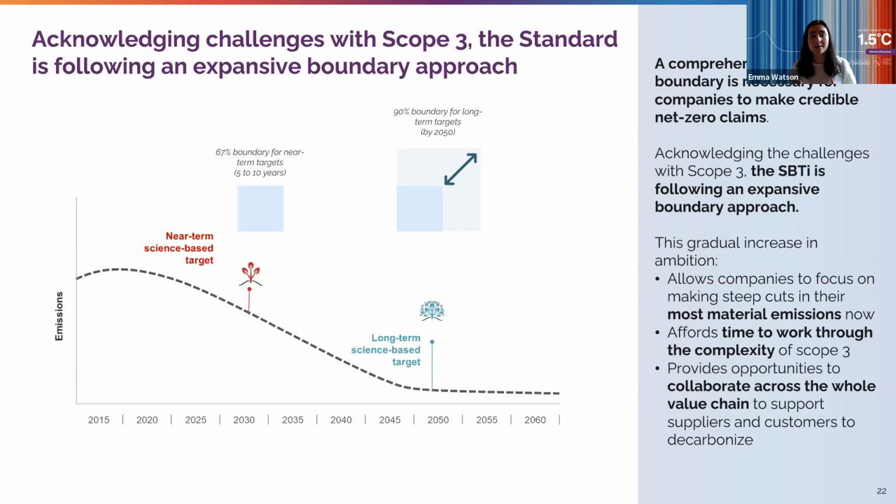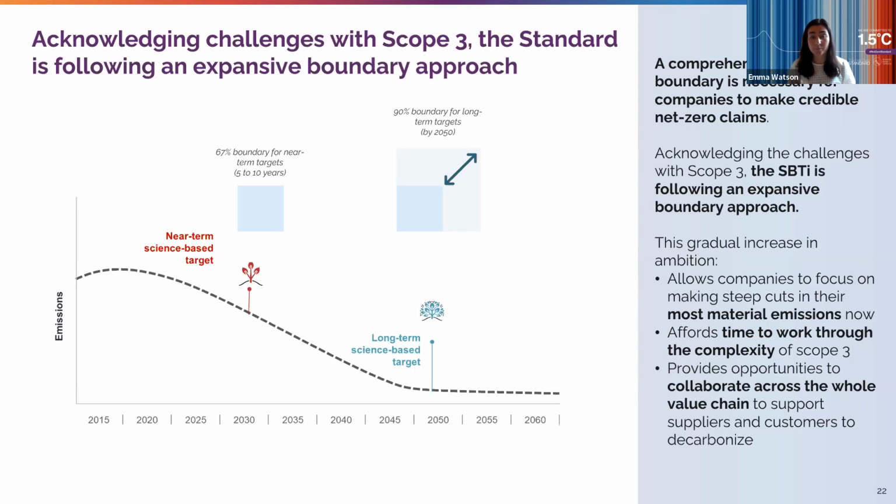However, we do recognize that there are huge amounts of challenges around scope 3, so data collation, changing supply chains. There's lots of different difficulties that come with scope 3, but there is a lot of innovation happening in this space, and we do expect that to improve over time. So we've taken this gradual increase in ambition so that companies can really focus on their most material emissions now, and there's more time to work through the complexity of scope 3, get the data right, get that understanding right over time.